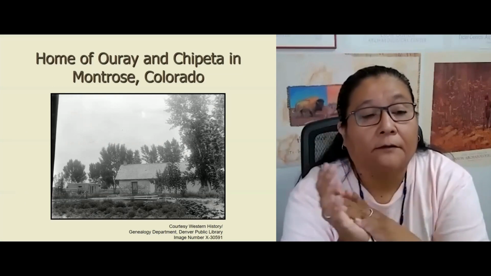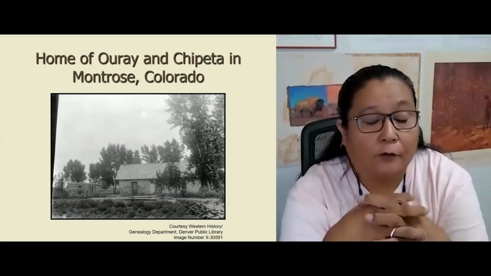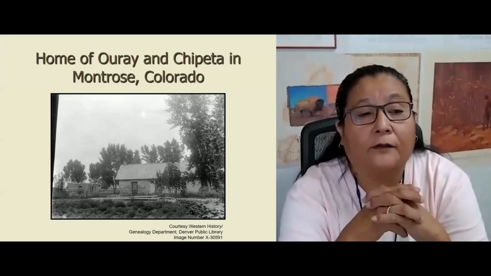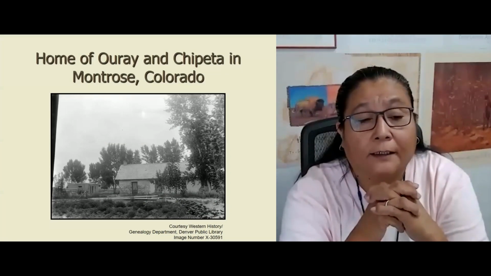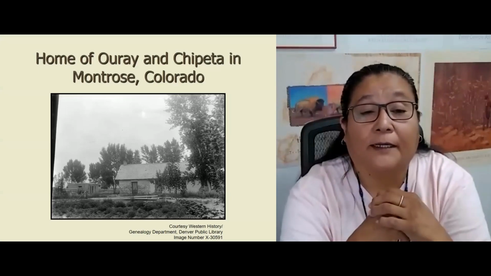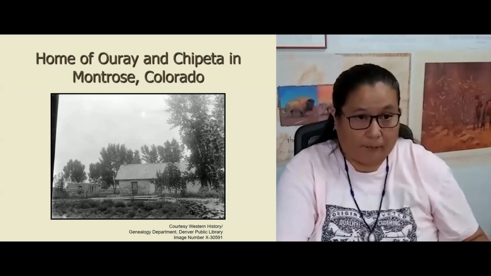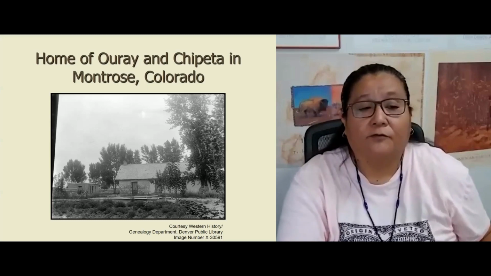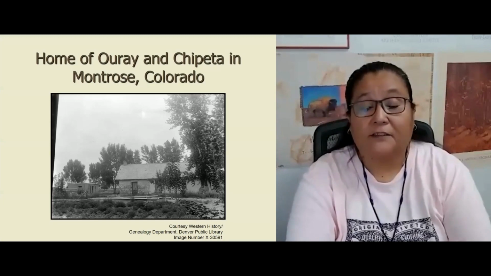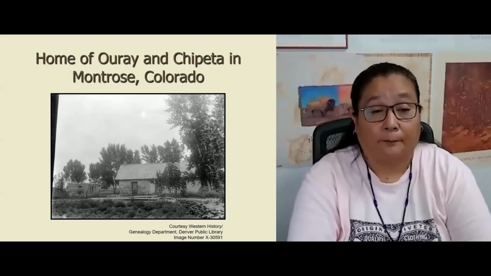So Chipeta is actually Ouray's second wife. Ouray had his first wife, who was named Black Mare, and they had a little boy. And he actually was taken captive and raised by another tribe. I believe it was the Arapaho. And so Black Mare got really sick, and she was friends with Chipeta, and Chipeta helped take care of Black Mare, and then she passed away. And so Chipeta stayed with Ouray and then eventually married him.